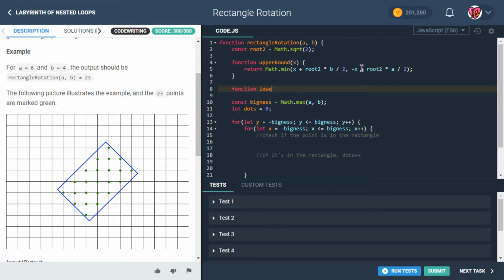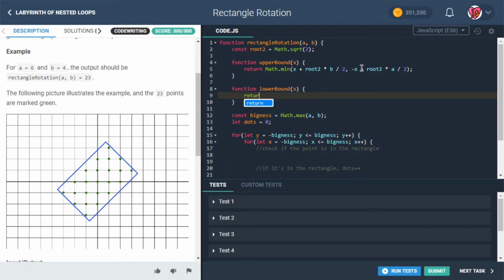Function, lower bound. It'll also take in an x. And keep in mind, this is basically just like the equation of a line, but also with this Math.min, Math.max. So it's like the equation of two lines being put together. And hey, maybe we'll find a better way to do that later. But for now, we're going to do it like this.